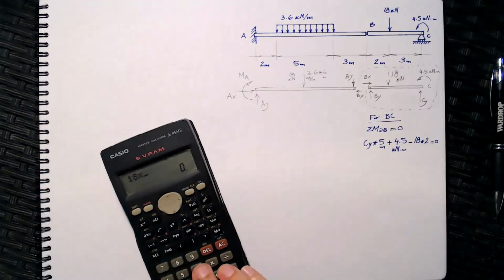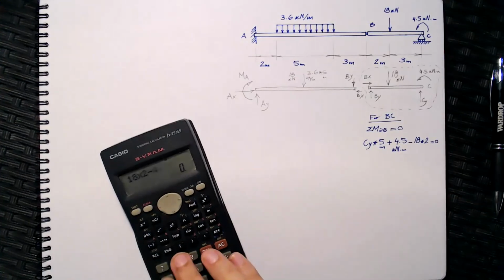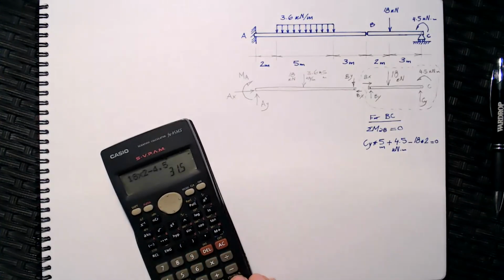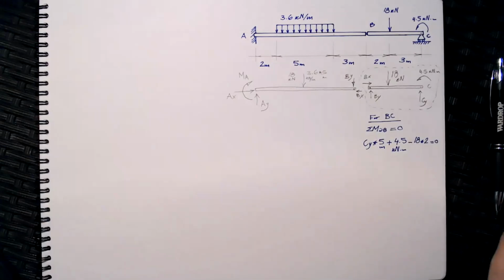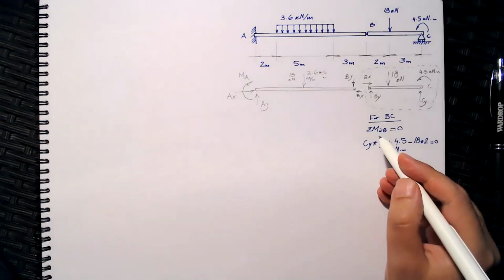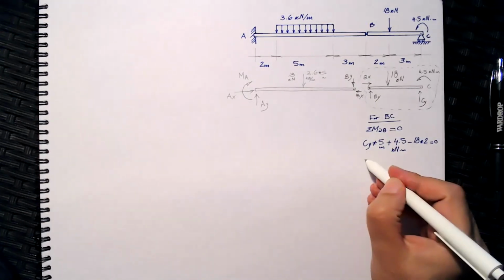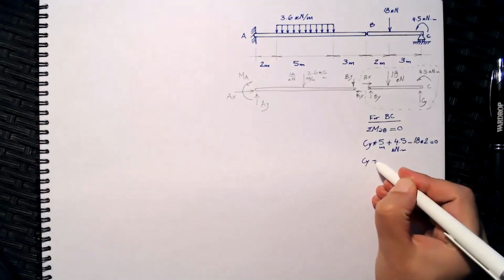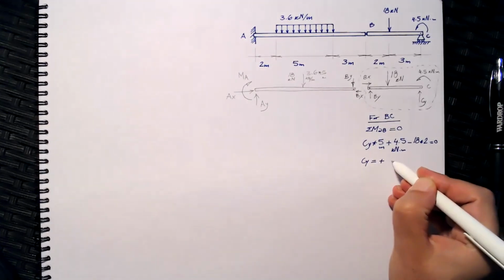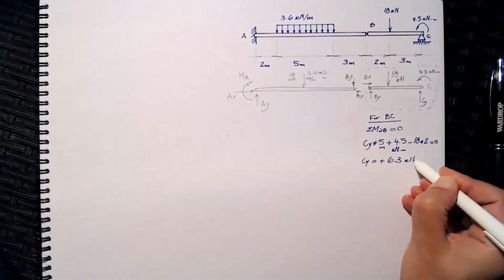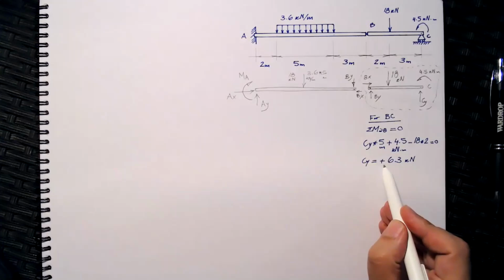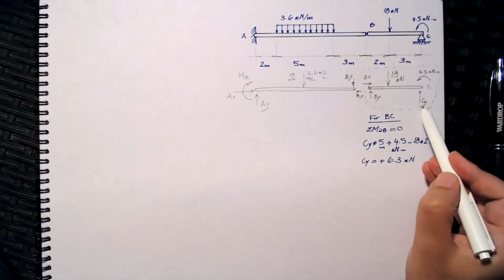18 times 2 minus 4.5. This will have to be divided by 5. This will result in Cy to be positive 6.3 kilonewton. So what does that mean? What does the positive mean? It means this assumed direction is correct.